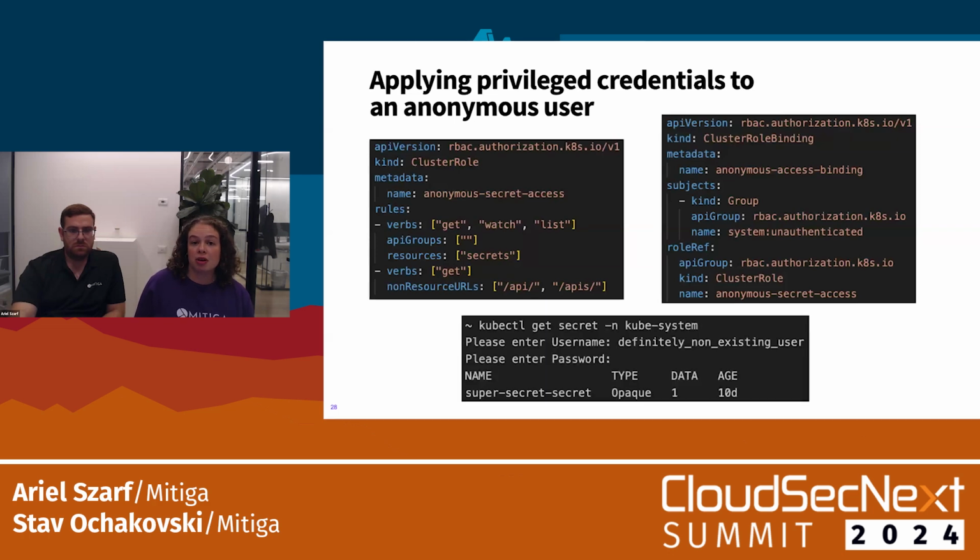In the third snippet, you can see that after applying the first two YAMLs, the threat actor can access the sensitive secret using anonymous access. I'm running kubectl get secret in the namespace kube-system. Then I'm asked to specify a username, and I'm entering a definitely non-existing user and a definitely non-existing password, and I'm still able to log into the cluster and see the super secret.